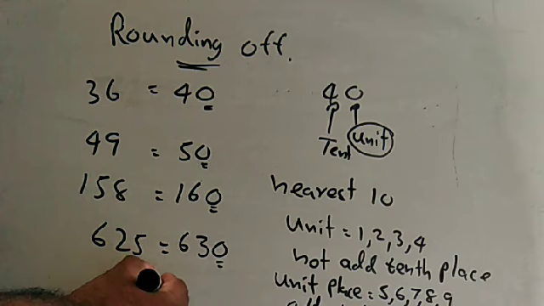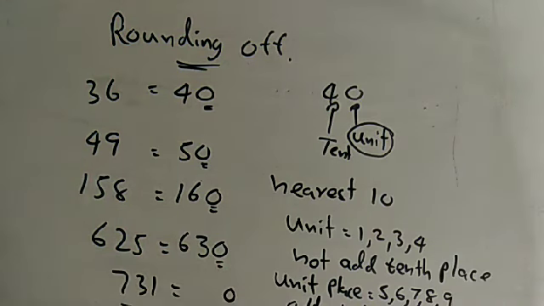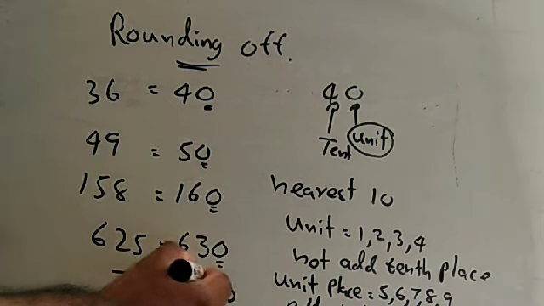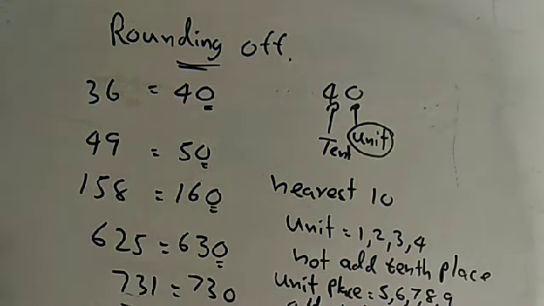Another one. 731. Here the unit place is 1. Put 0. The 1 is below 5. When below 5, do not add to the 10th place, so 73, same 73. I think you will understand this. Right, another one.